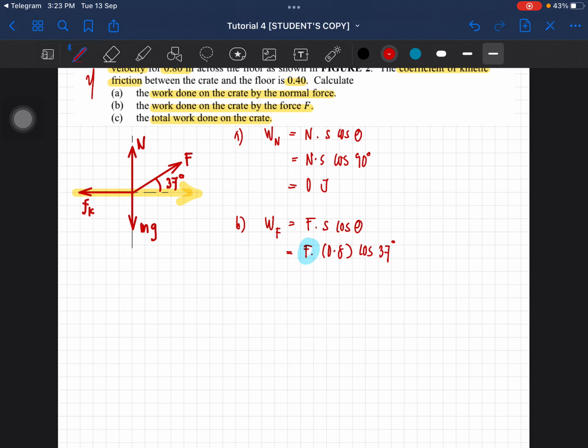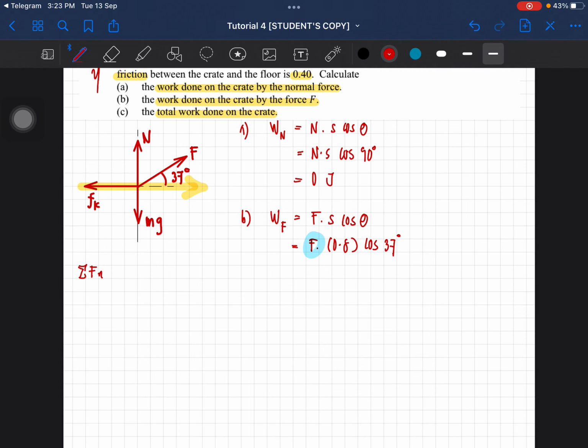Okay, so we start with the forces in the x component. Total force in the x component: since the velocity is constant, our acceleration is equal to 0. So we write F cos 37 degrees minus Fk equal to 0. We do not have the value of Fk either. So this is our first equation.